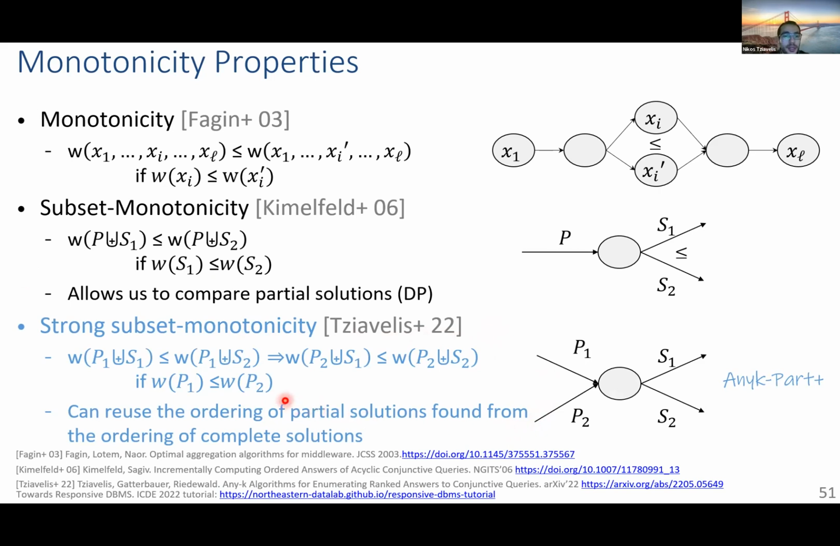So here, we're basically saying that if we visit a node with two different prefixes, P1 and P2, and we compare P1S1 with P1S2, that's enough to infer the ranking of the suffixes P2S1, P2S2, which is a different prefix. And that's a stronger property.